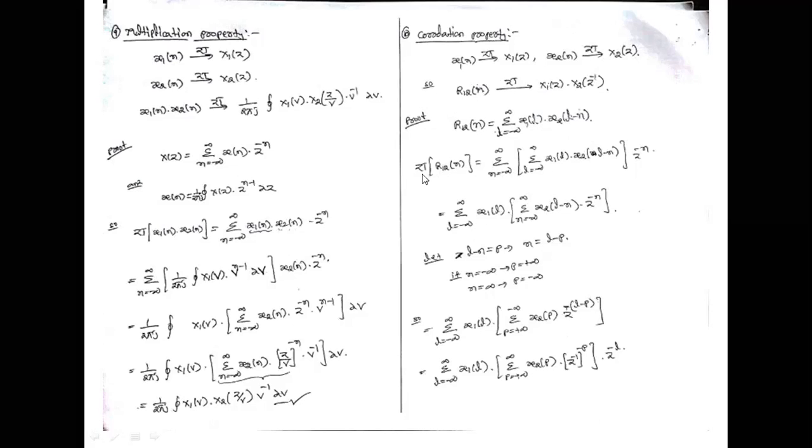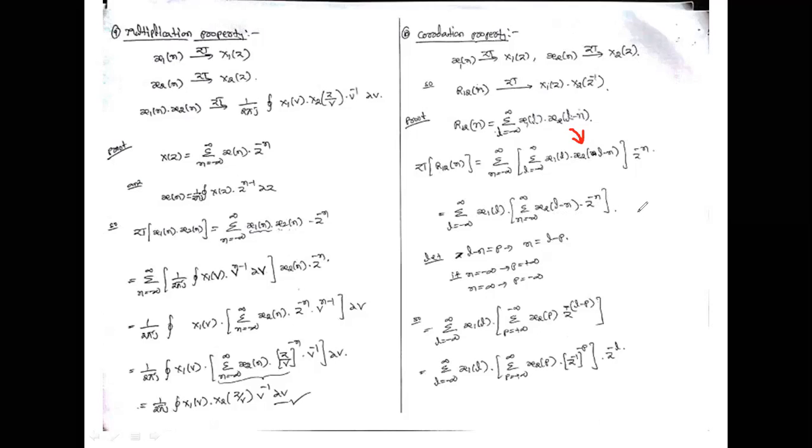the cross correlation function. The transformation of R12 of n is equal to, substituting this total function as x of n, sum of n equal to minus infinity, sum of L equal to minus infinity, x1 of L, x2 of L minus n, z power minus n. Simply I substitute the signal in this equation. Then rewrite the L functions on one side and the n functions on the other side: sum of L equal to minus infinity, x1 of L, and sum of n equal to minus infinity, x2 of L minus n, z power minus n. These are all the n terms.